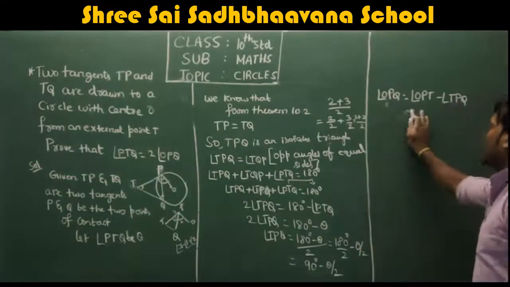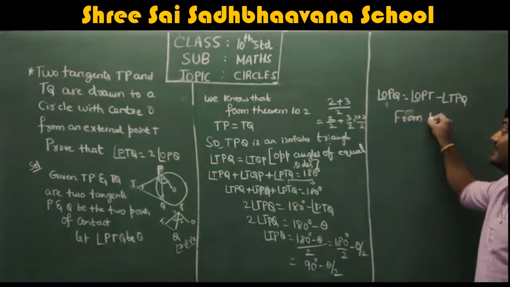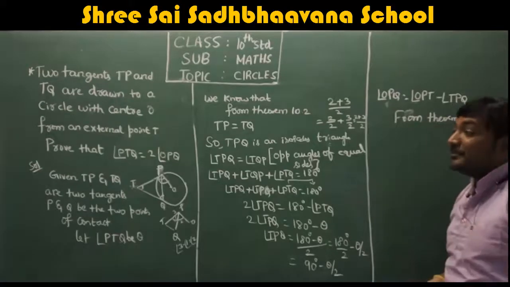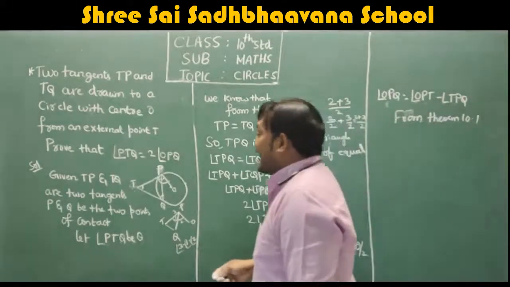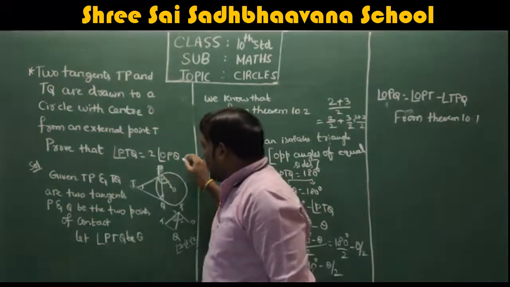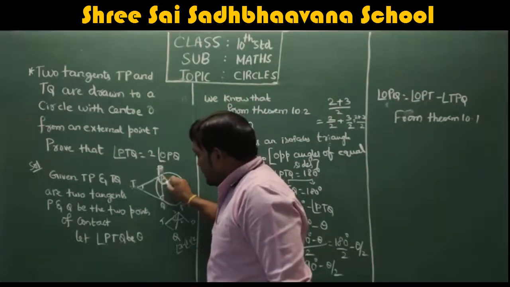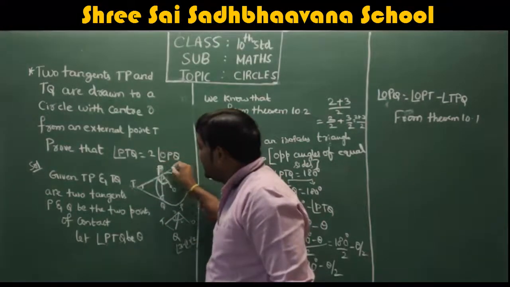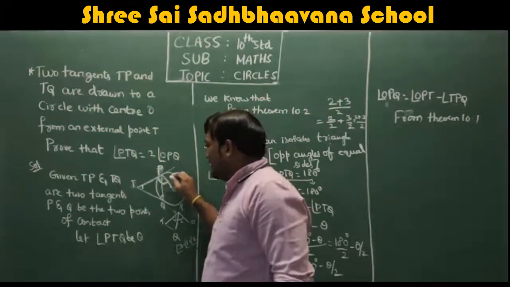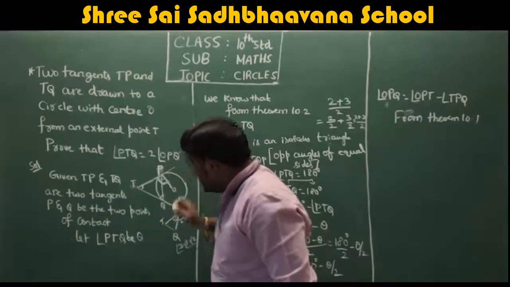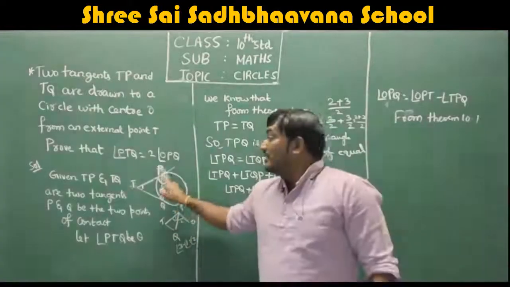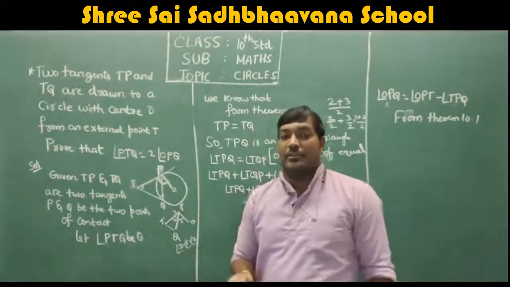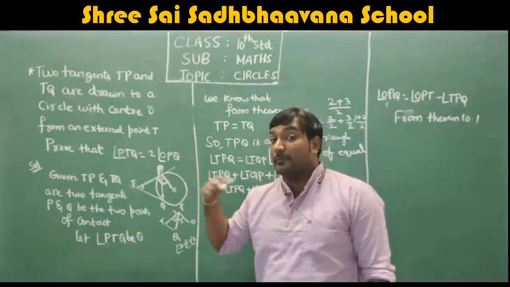And one more thing, let me write one more step here, from theorem 10.1. What does this theorem 10.1 state? This angle is always 90 degrees, because OP is the radius and TP is the tangent, correct? Okay, always, OP is the radius of the circle. The radius of the circle is perpendicular to the tangent drawn. That is theorem 10.1. Just remember that.